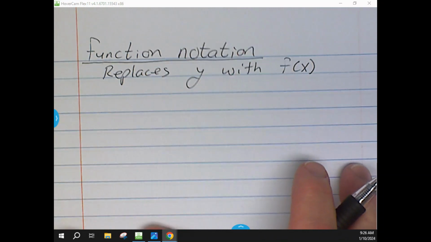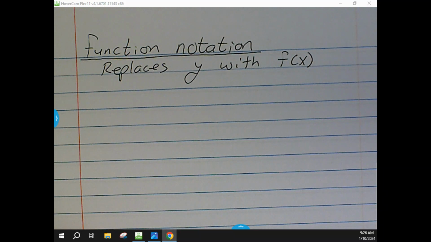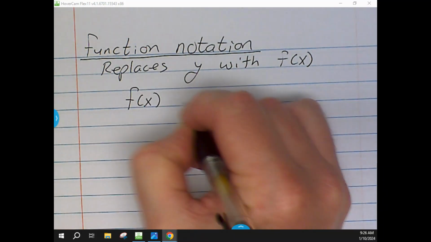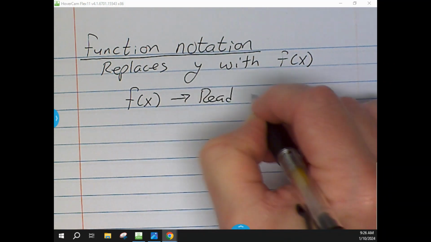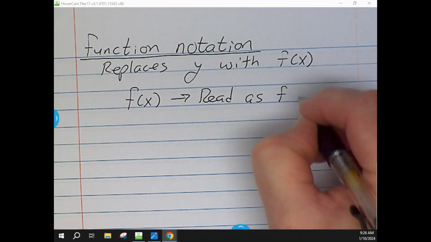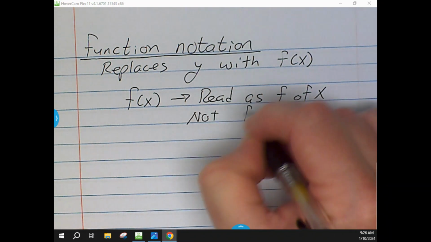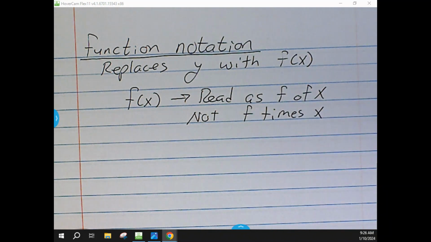Okay, so the big thing with function notation is that with equations and working through those, instead of having y equals something, in this case they're going to take the y and replace it with f of x. And again, when you see this f parentheses x, you read it as f of x, not f times x.